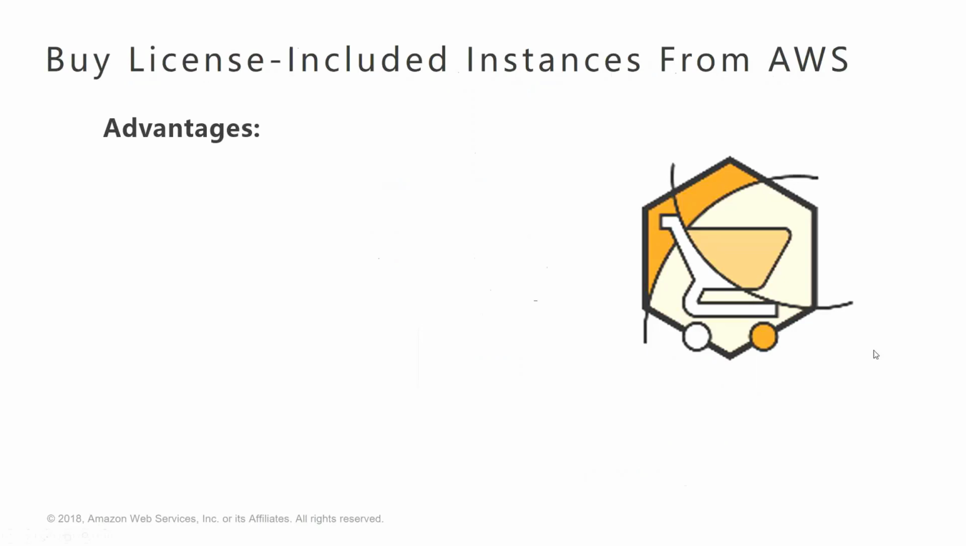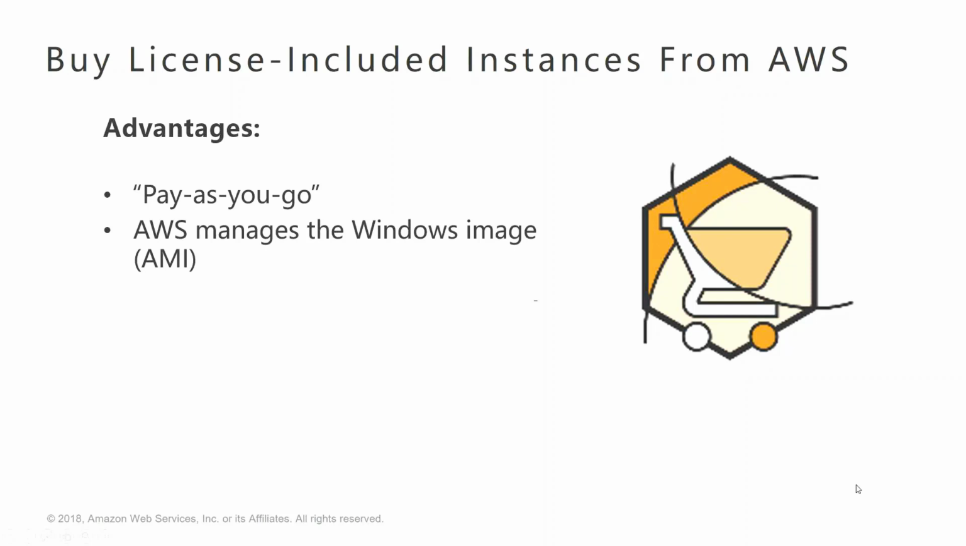So let's start looking at what are some of those advantages of getting your licenses from AWS. Of course, the big one here is that you pay as you go. You pay per virtual machine or per instance, and you pay per hour. AWS, then, we manage that Windows image for you. One of the benefits here is not only do we do the patching, but by paying as you go, you can reduce your Microsoft Enterprise Agreement commitments or eliminate it altogether.